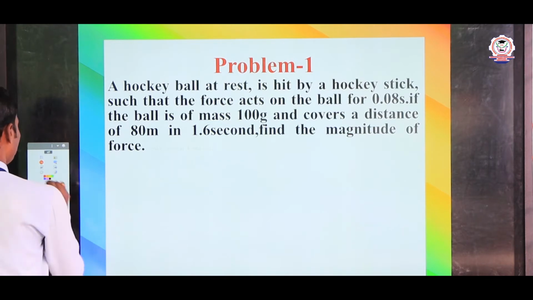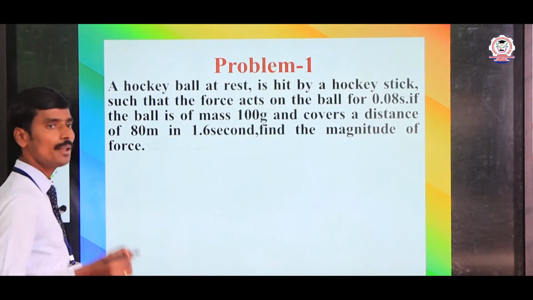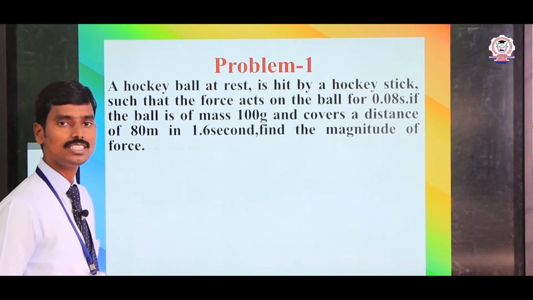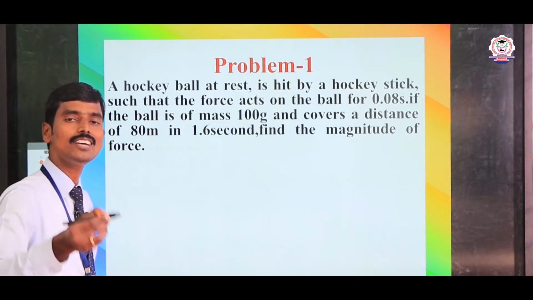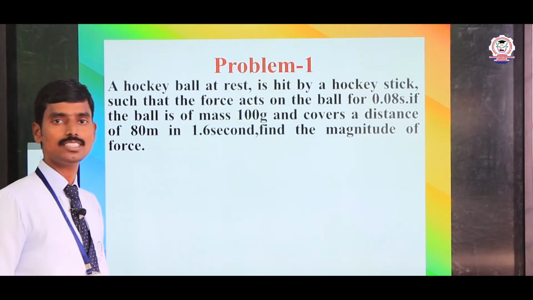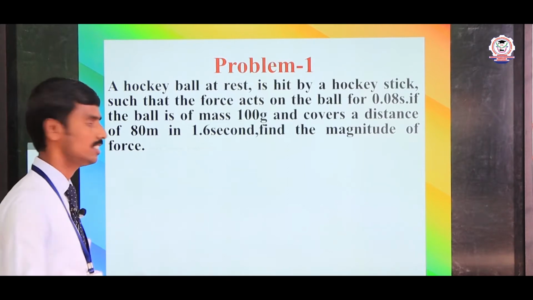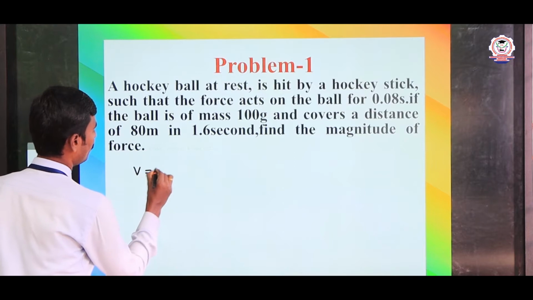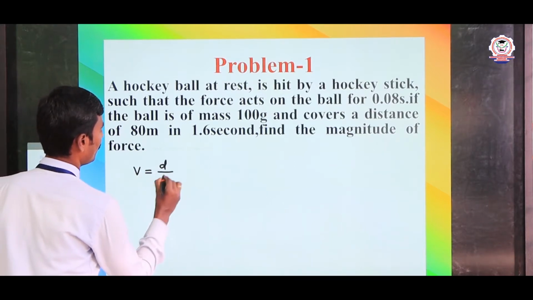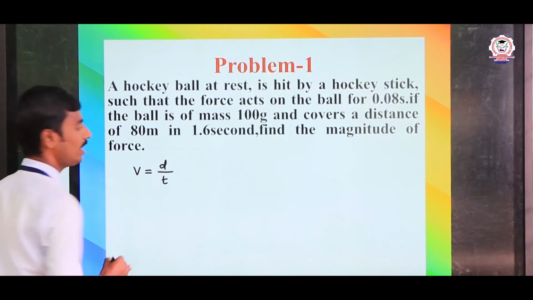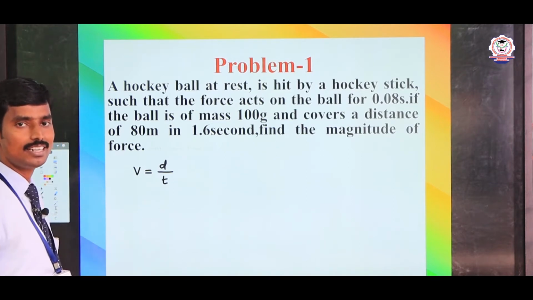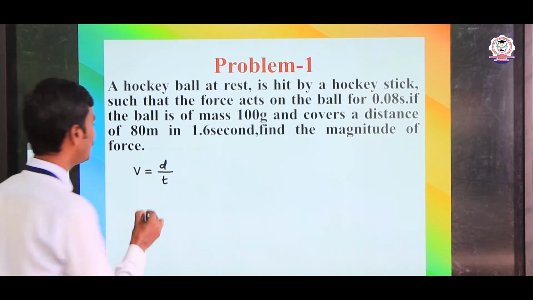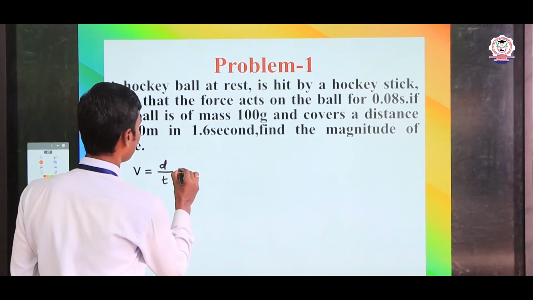To find the velocity, see, already we know the basic concept. What is the formula for velocity? Yes, the rate of change of displacement we call velocity. Here v equal to displacement divided by time taken. This is the general expression for velocity. Substituting the values, what is the displacement given?